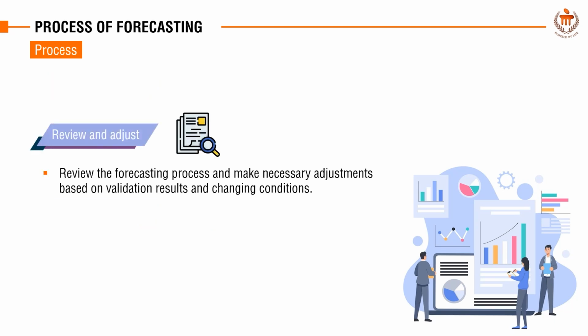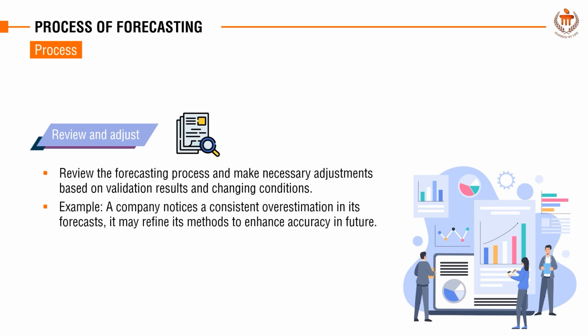Review and adjust. The final step is to review the forecasting process and make necessary adjustments based on validation results and changing conditions. This ensures that future forecasts are improved and more aligned with reality. For instance, if a company notices a consistent overestimation in its forecast, it may refine its methods or gather additional data to enhance accuracy in subsequent forecasting cycles.